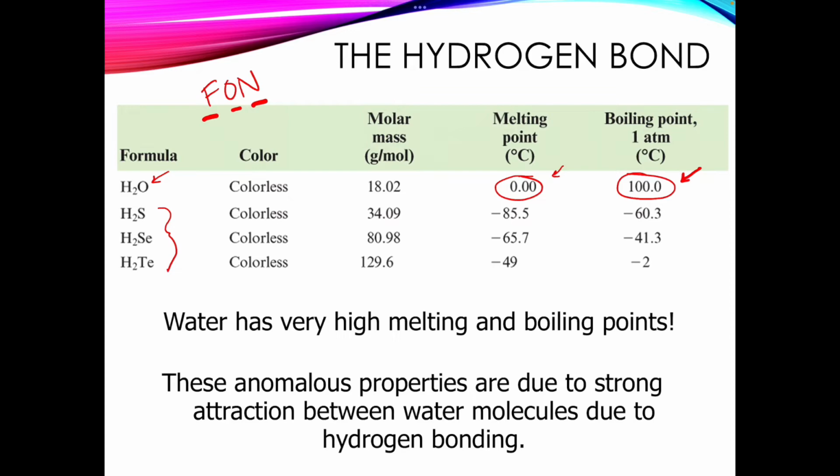So again, the reason that water has an unusually high melting point and an unusually high boiling point is because it forms hydrogen bonds. And those hydrogen bonds are very, very strong attractions that keep those water molecules close together. And so it's going to take a lot of energy to melt the ice. It's going to take a lot of energy to boil the water. So again, all because of hydrogen bonds.